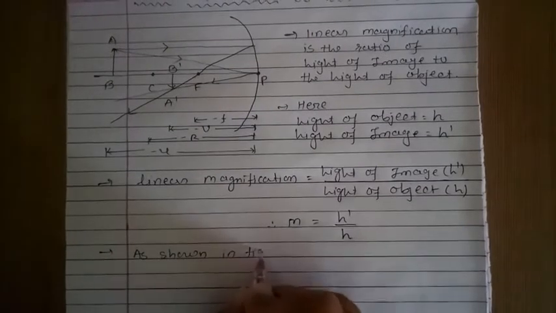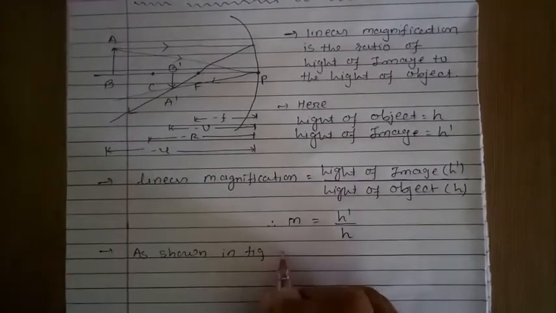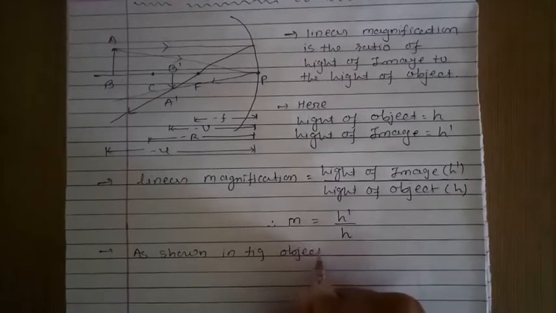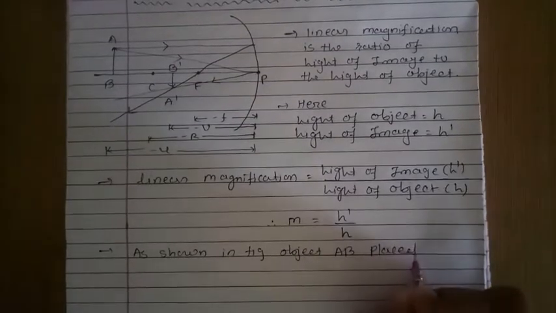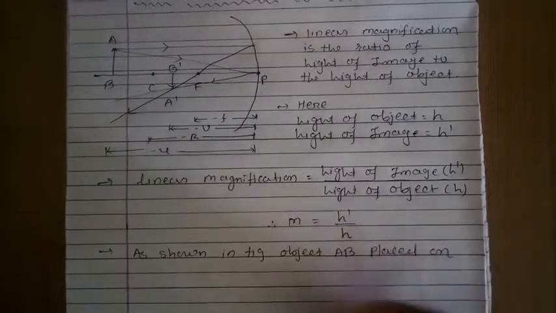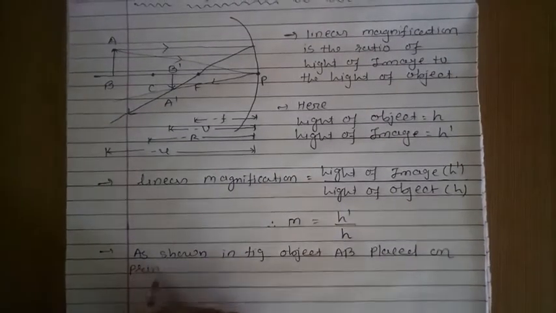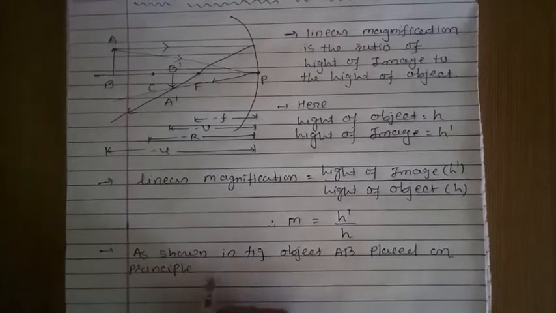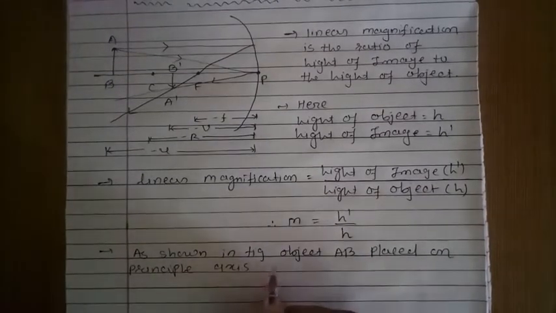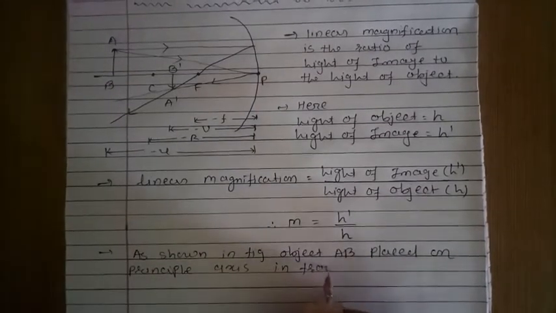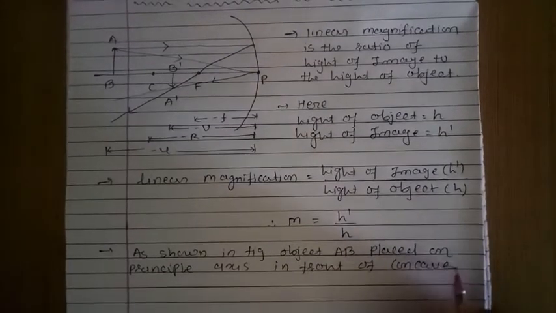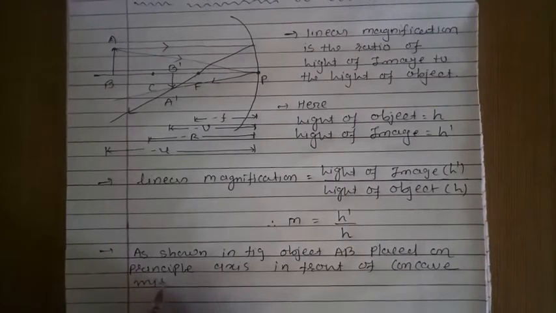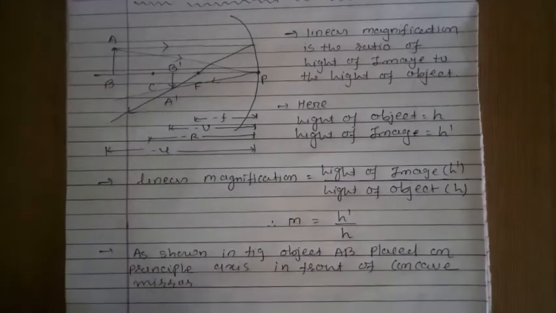In the figure, object AB is placed on the principal axis in front of a concave mirror, right? Okay.